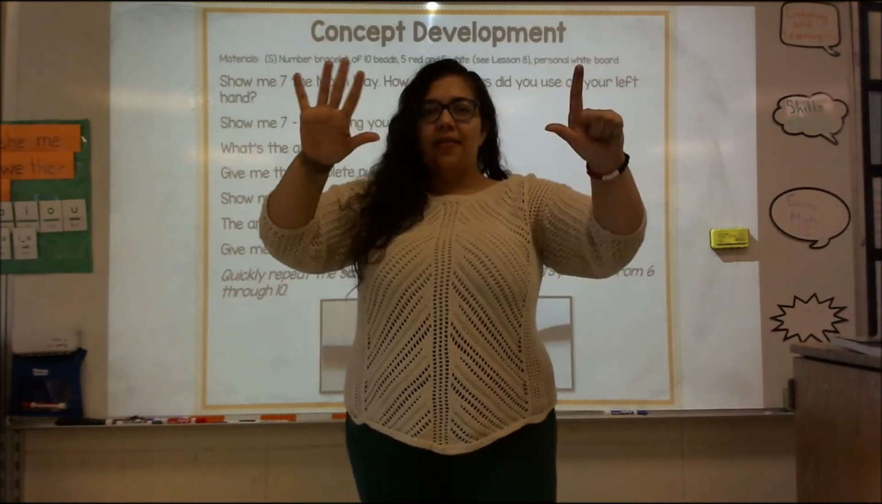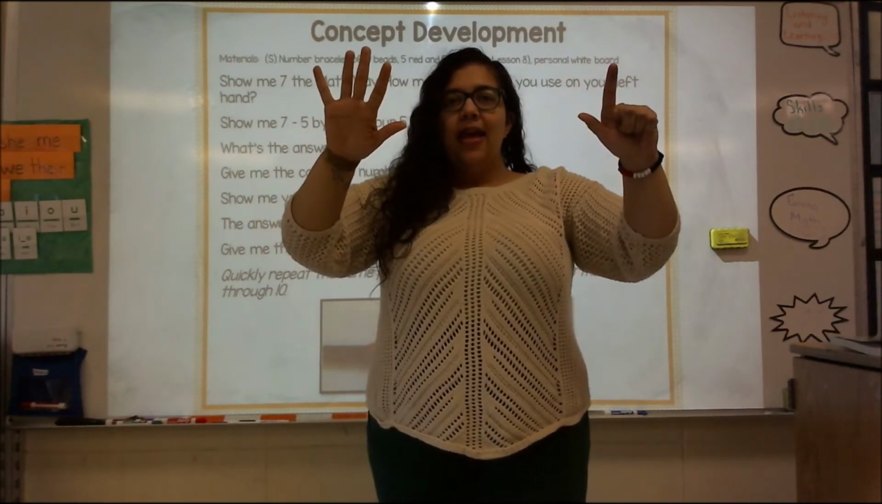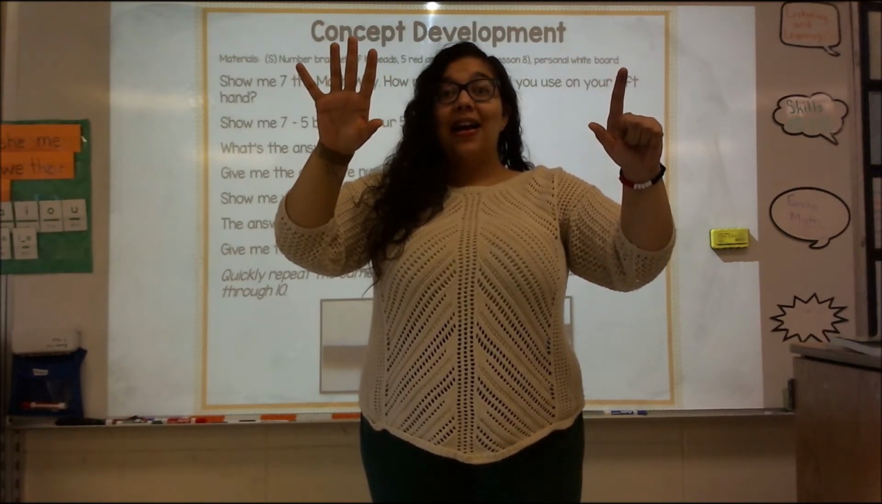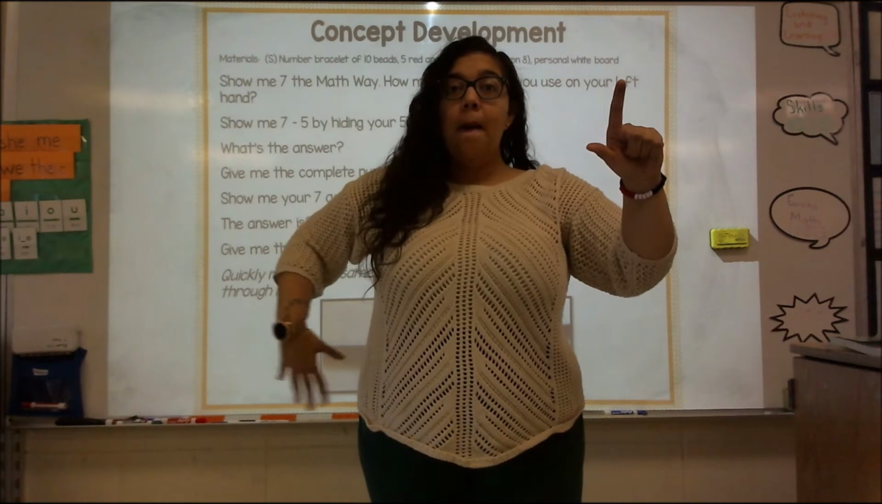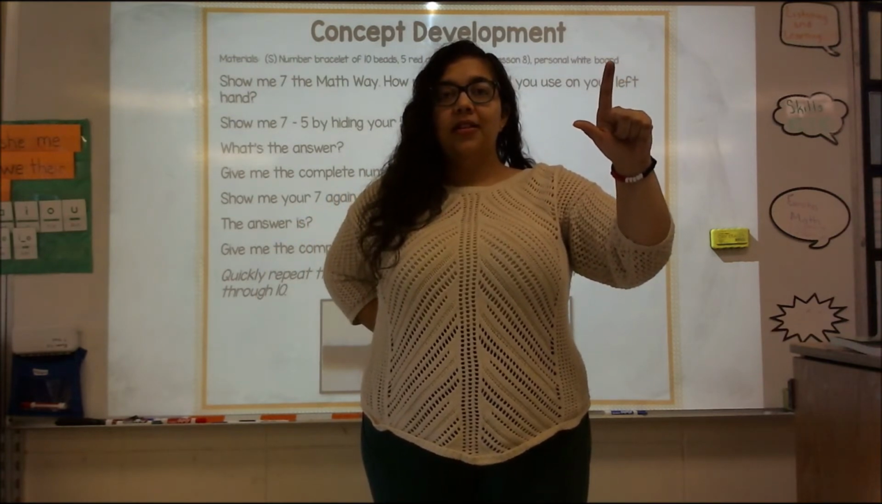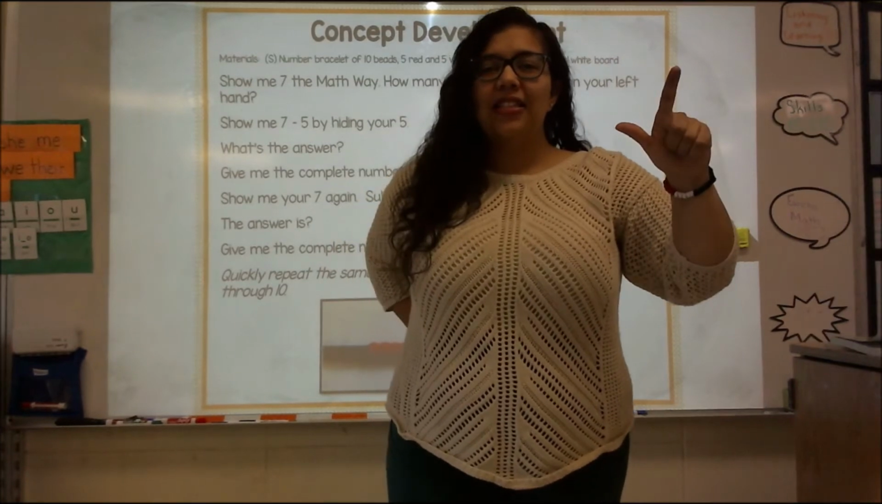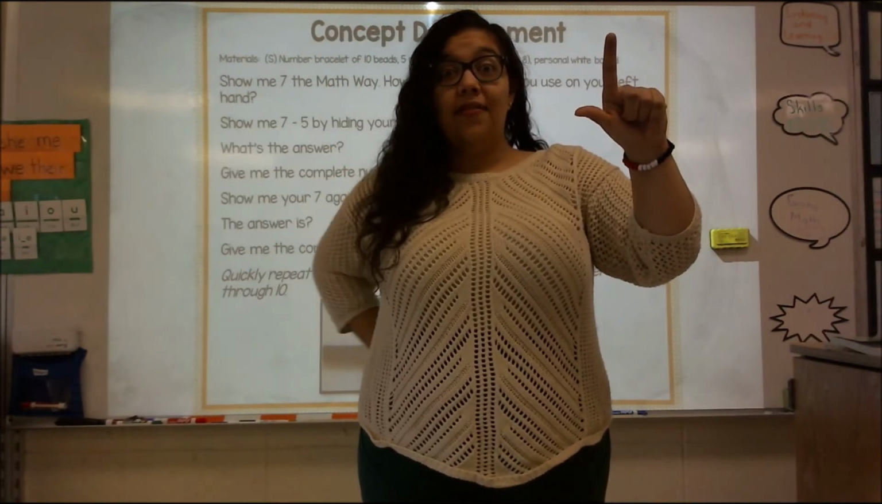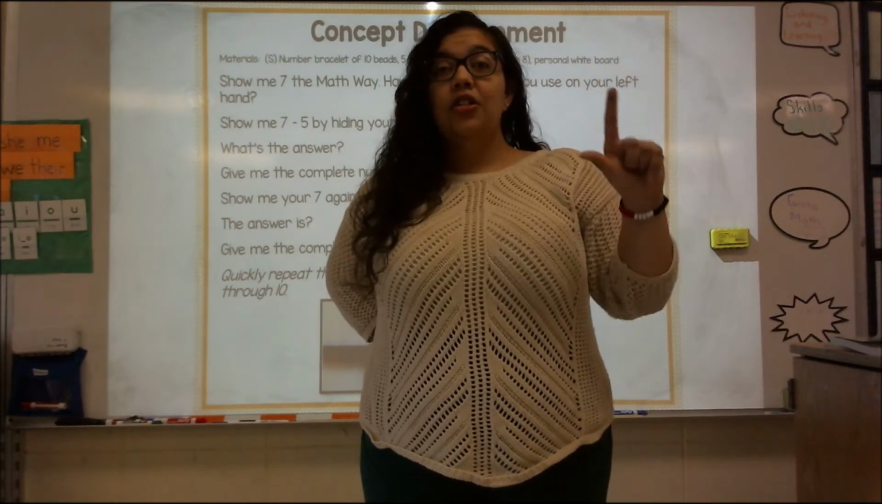All right, so show me 7 the math way. Good. How many fingers are on this hand? 5. Go ahead and hide those 5. Boop. So, how many are left? 2. All right, good. So let's look at it again. So 7 minus 5 is equal to 2.